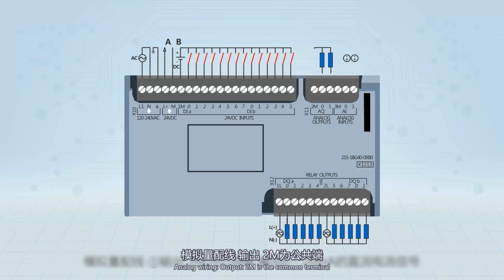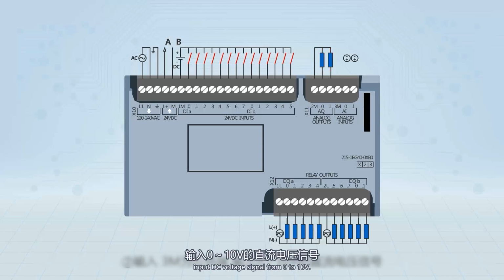Analog wiring, output 2M is the common terminal, output 0 to 20 mA DC current signal. Input 3M is the common terminal, input DC voltage signal from 0 to 10 V.